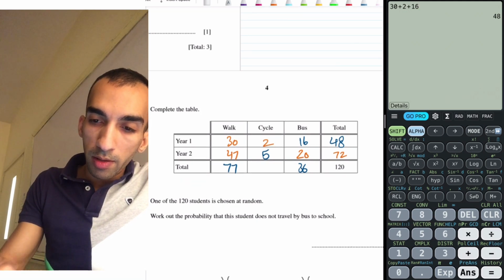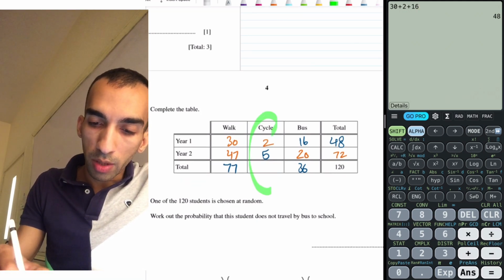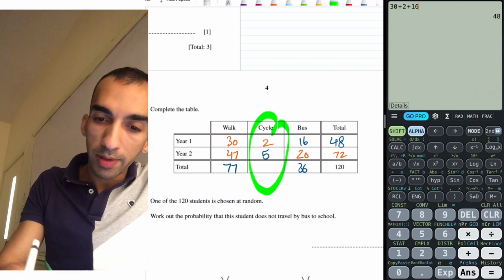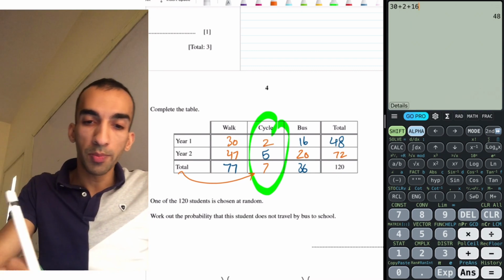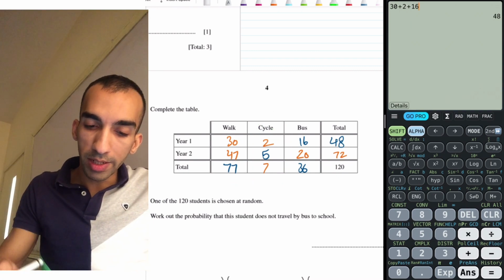Similarly, the cycling total has to come down over here. So 2 plus 5 is 7. Remember, this row is representing the total. So we figured out the entire table. I know it was a little tricky.